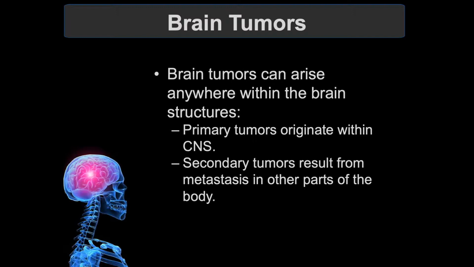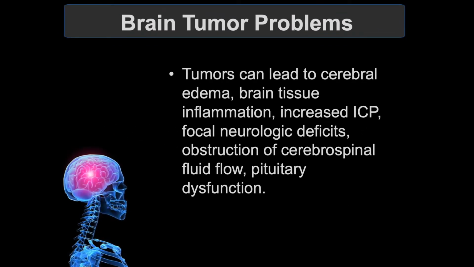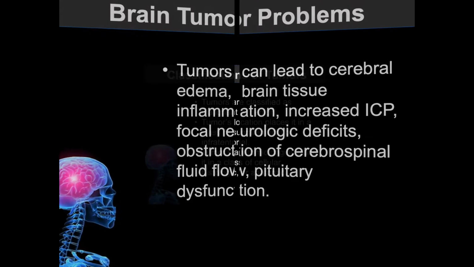Primary tumors rarely metastasize outside of the CNS area. Secondary tumors are usually from areas such as the lungs, breast, kidney, and GI tract. But regardless of the classification or type of the brain tumor, these tumors expand and invade, infiltrate, compress, and displace normal brain tissue. This leads to cerebral edema, brain tissue inflammation, increased ICP, focal neurological deficits, obstruction of cerebrospinal fluid flow, and pituitary obstruction.